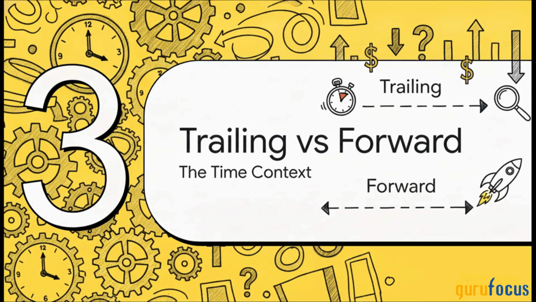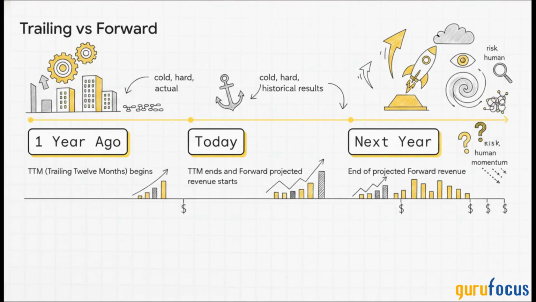Okay, part 3, trailing versus forward sales, the time context. So, the exact metric we just calculated? It can change entirely based on the timeline we're looking at. When we talk about PS, we have to know when those sales actually occurred. The default view you'll usually see is TTM, or trailing 12 months. That uses sales from the last 4 reported quarters, which is great because it grounds our discussion in cold, hard, historical facts. But the drawback? It can severely lag behind reality if the business is suddenly accelerating. That's where forward PS comes in. Forward PS uses projected revenue for the next year.